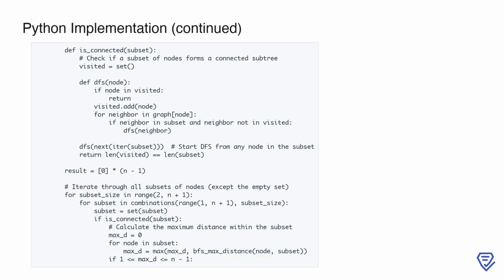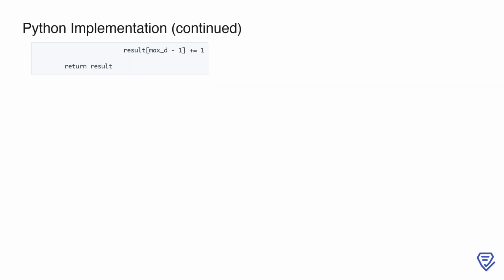For each subset, we first check if it is connected using the is_connected function. If it is, we calculate the maximum distance or diameter within the subset using the BFS_max_distance function. This involves iterating over all nodes in the subset and finding the farthest distance from each one. If the diameter is within the range of valid values, specifically between 1 and n-1, we proceed to record it. Finally, we use the diameter value to update the result list.